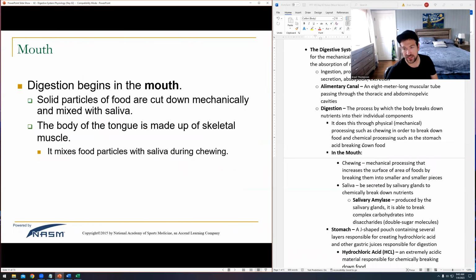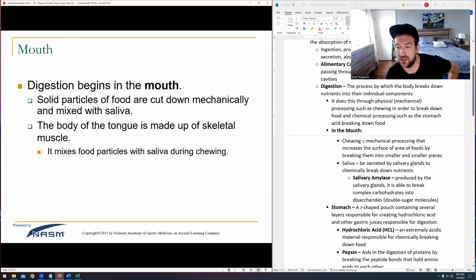So let's go ahead and look at this whole process of digestion here from start to finish. Digestion, by definition here, is the process by which we break down food or nutrients into their individual components, right? We take something really complex and break it down into something really simple.